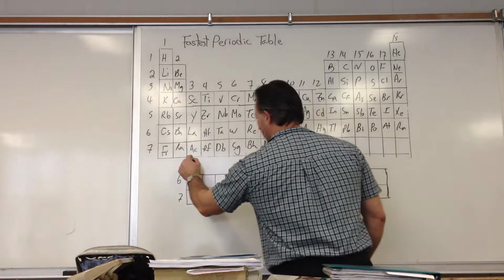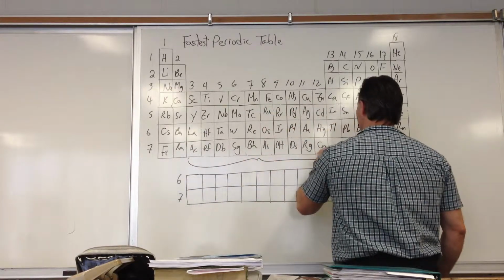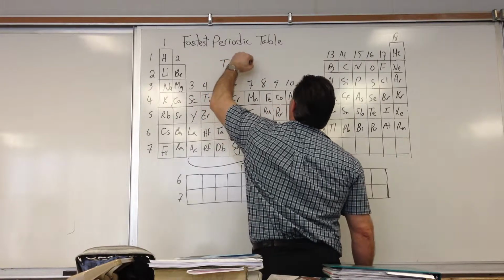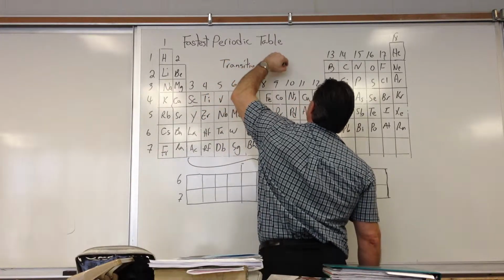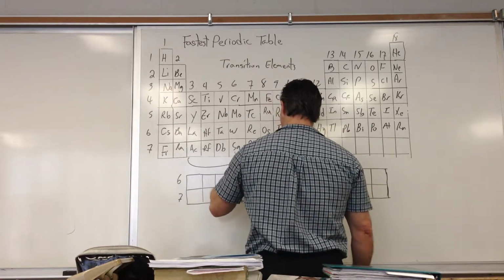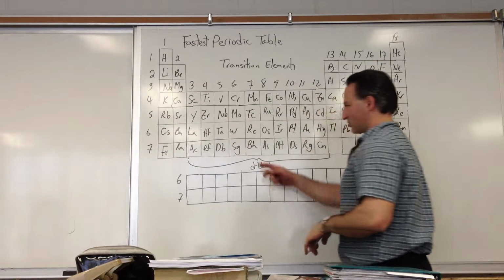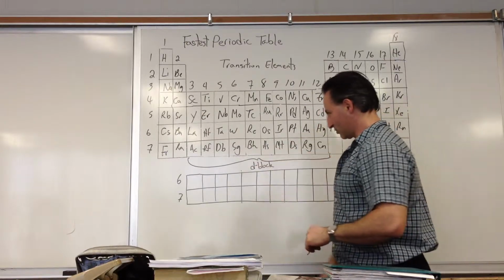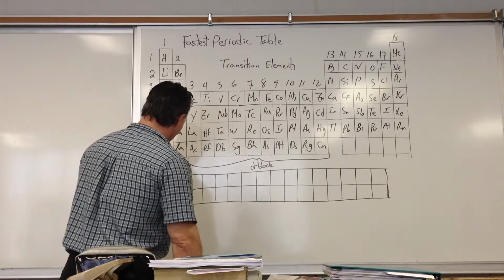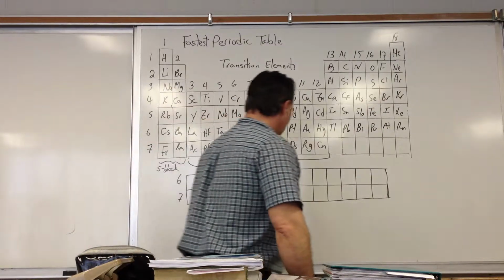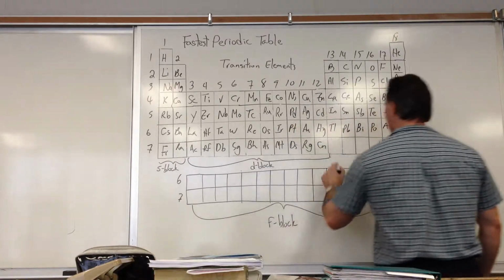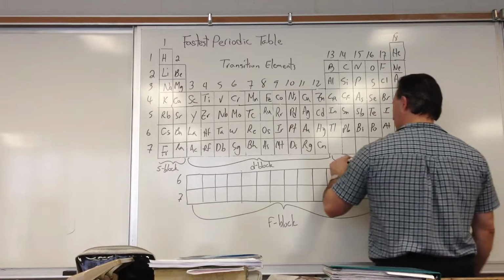This whole section is called the transition elements. You can call them transition elements, but they're also part of the table called D block. And they're in D block because it's a certain specific filling of the shells that we were going to learn about later. This section of the table is called S block. This whole section is called F block because the F shells are filling. And this whole section is called P block.